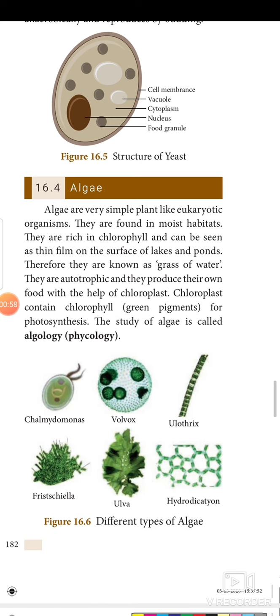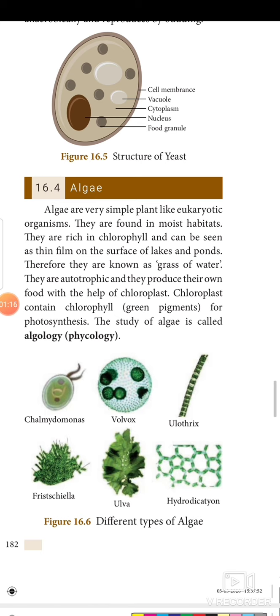The algae vary in size. It varies from 1 micron to 50 meters. Micron means 10 to the power minus 6 meter. Very, very small. You cannot see it with the naked eye. You can see only through microscopes. So that is 1 micron to 50 meters.